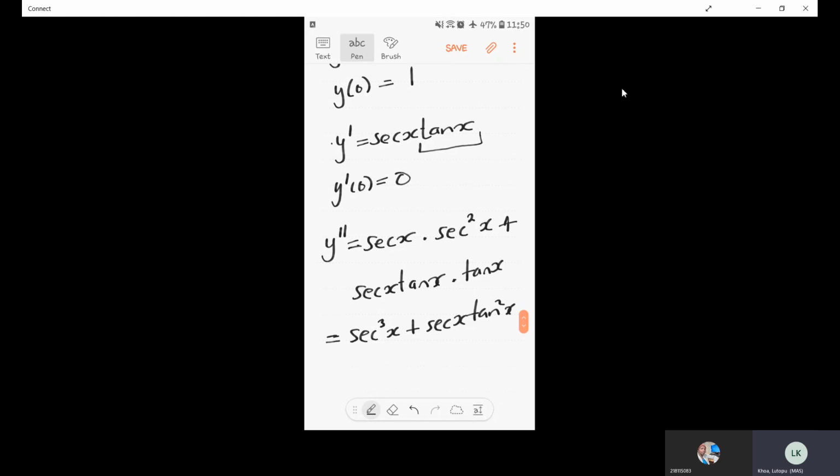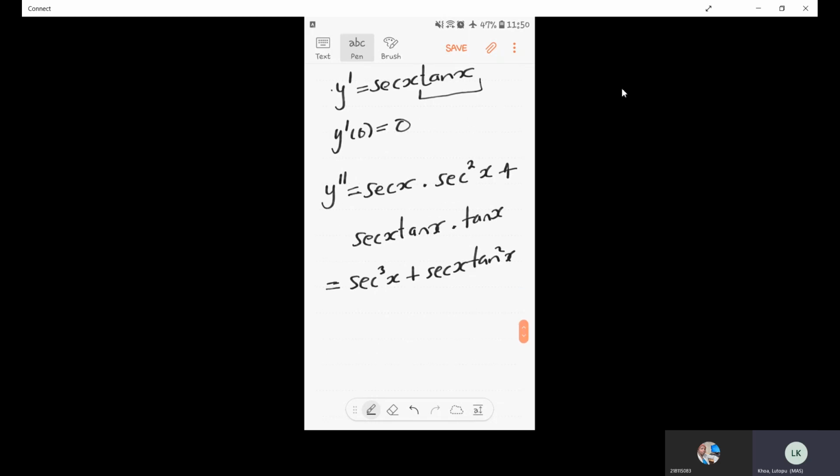Now I know that I will have to differentiate this again, so I will rewrite this tan squared x in terms of sec x, because I don't want to use the product rule, as it can get very tedious. So what I have is sec cubed x plus sec x, and then tan squared x is the same as sec squared x minus 1.